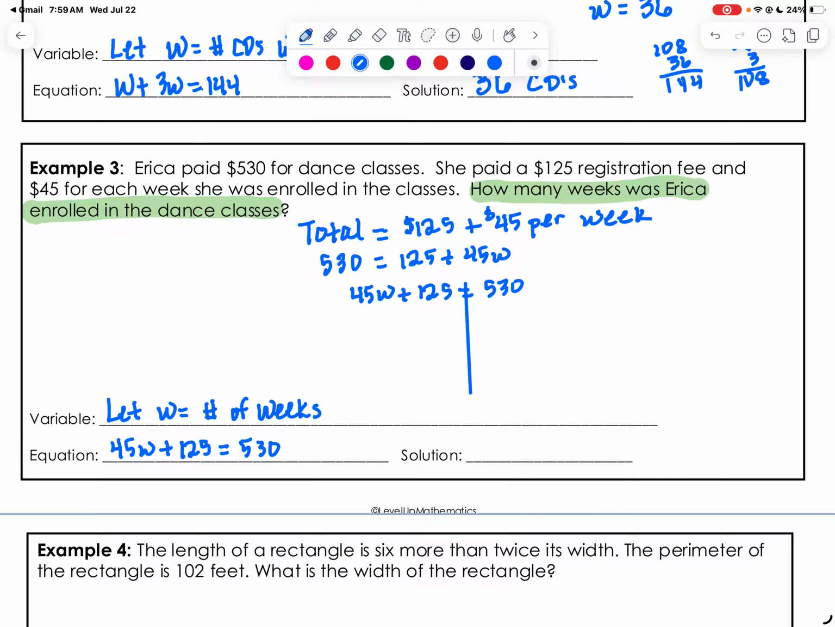Now, to solve it, we're just going to use all our normal steps. So I would like you to pause the video and solve this on your own. Then when you're ready to check the answer, press play and come back to see if you are correct. All right, welcome back. Let's see how you did. So I began by subtracting 125. So 10 minus 5 is 5, 2 minus 5 is 0, 4, and then 45W. And then I divided 405 by 45.